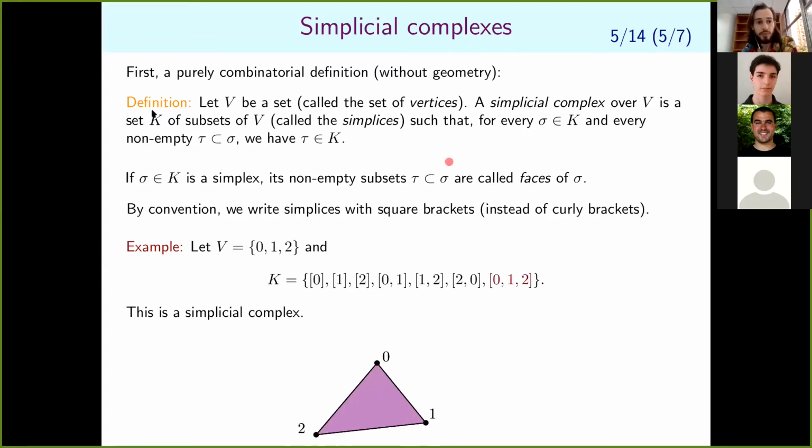Another example, I consider this larger simplicial complex. I added the simplex 0, 1, 2. This is still a simplicial complex because all the faces of this simplex are already elements of my simplicial complex, right? And now if I want to draw it, I have to make clear the fact that 0, 1, 2 is an element of the simplicial complex. So I fill the triangle 0, 1, 2.